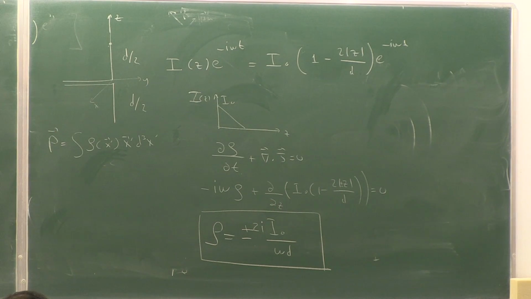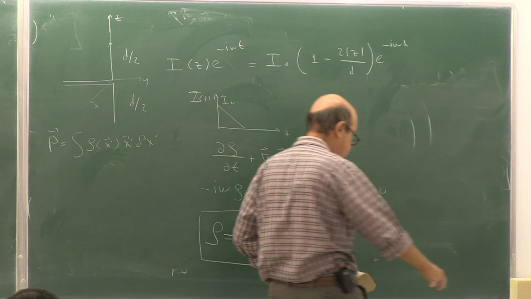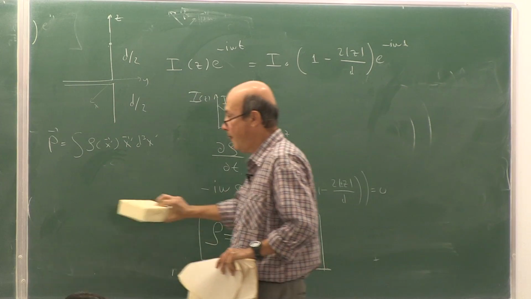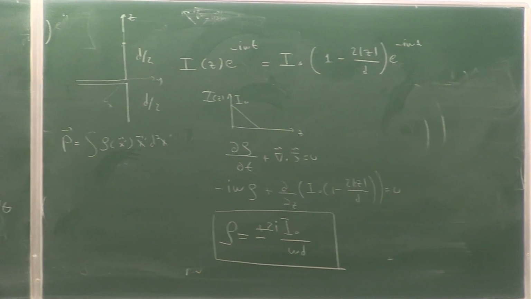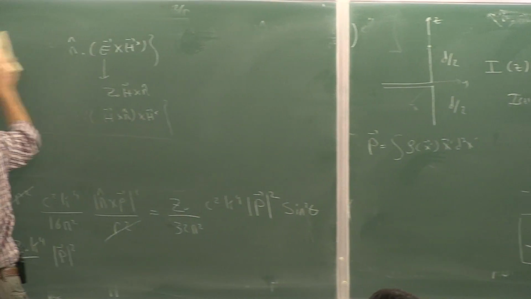Then calculate the electric dipole moment of the antenna and plug the result here. I can do this quickly. So I will use the final result. Let me keep the final result here.